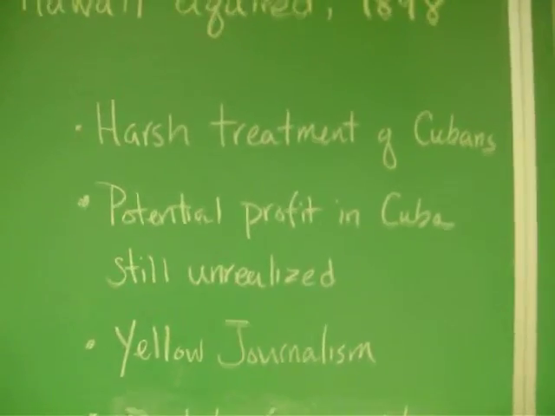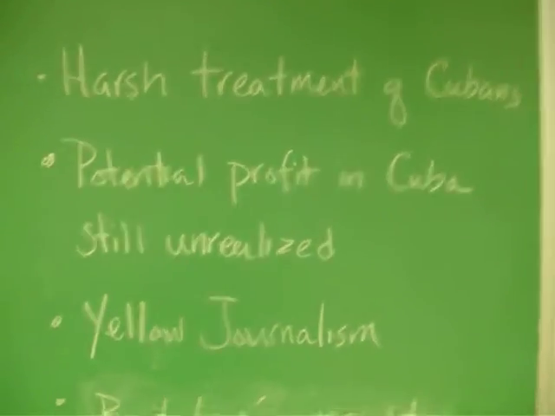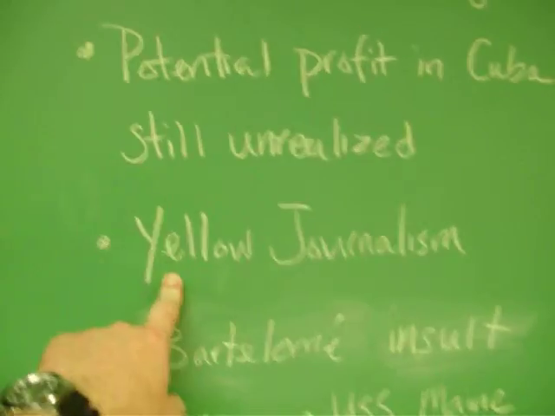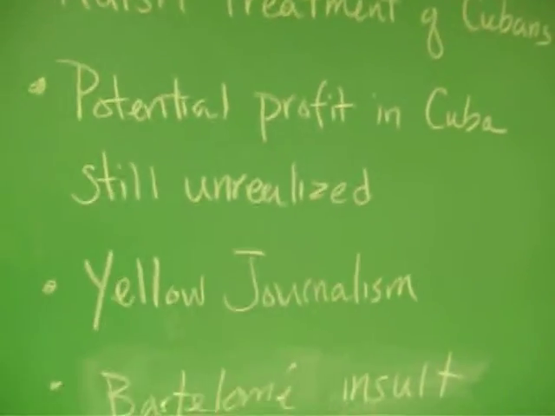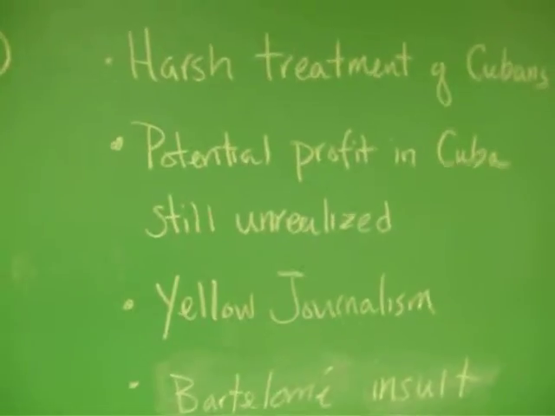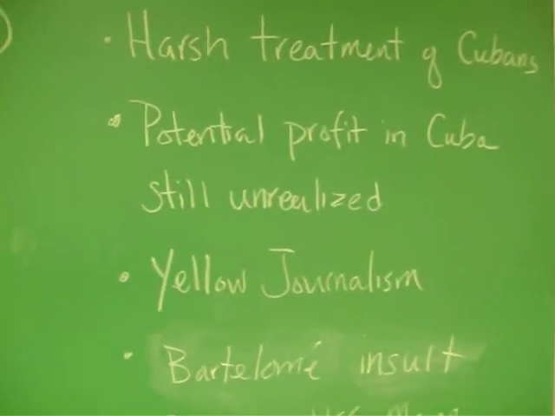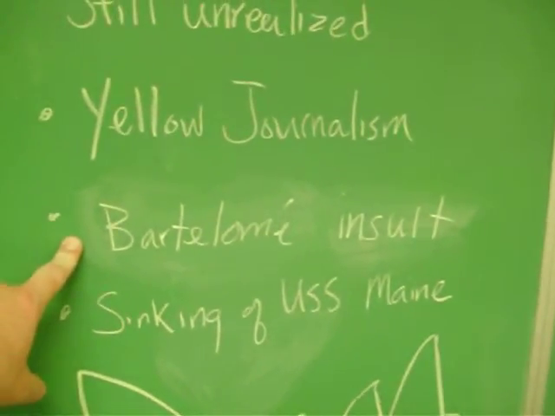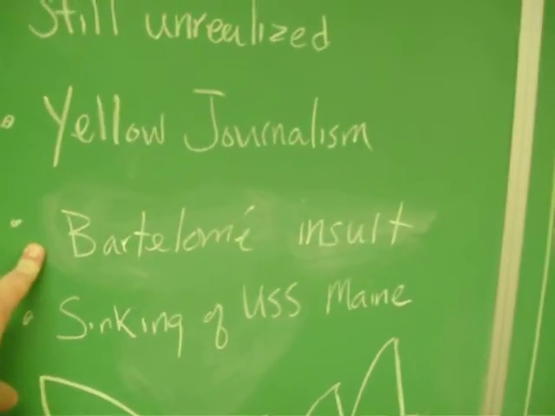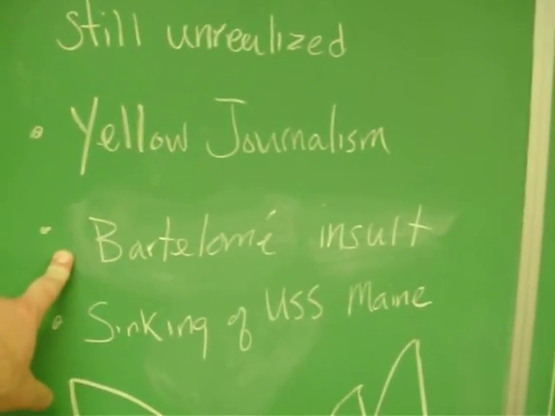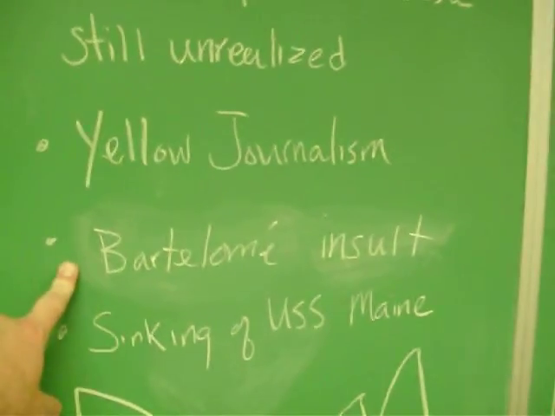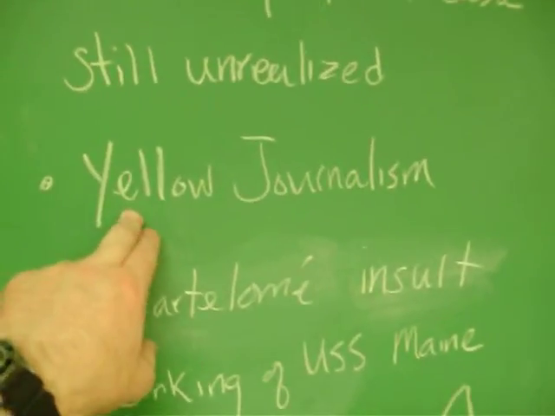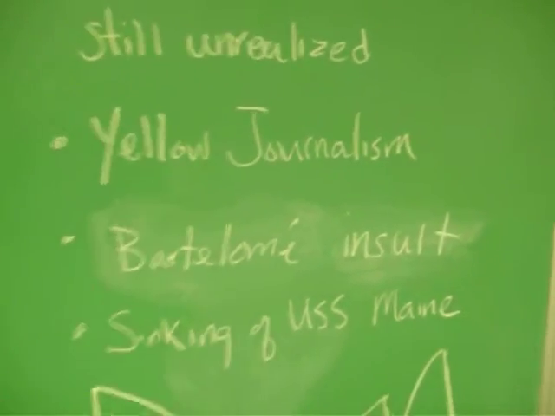Take a look at this. We've got harsh treatment of the Cubans being reported in our newspaper. And of course, yellow journalism is the style of sensationalizing the news. There was potential profit not being realized in Cuba by American businessmen. So that was certainly something that was making them want to have something happen. So when you have little things like the Bartolome insult, which was a diplomatic insult by one of the Spanish officials in Cuba who sent a letter that somehow became public, and President McKinley was insulted. Well, I don't think he felt insulted, but the American press made a huge deal out of it, right? Getting Americans on the edge, really wanting to go to war.